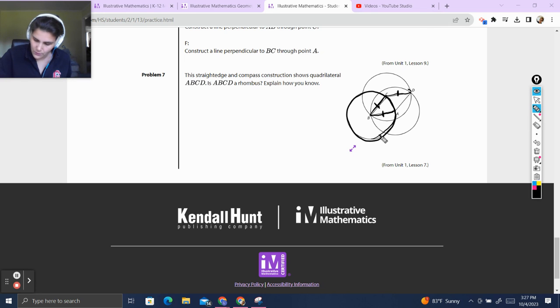So we got 3 of the 4 sides. For our last side, we are going to look at circle A. And we know this is a radius of circle A, and this is a radius of circle A. So those 2 sides are congruent as well. So yes, all 4 sides are radii of the same circles, and so they are all congruent, which makes this a rhombus.